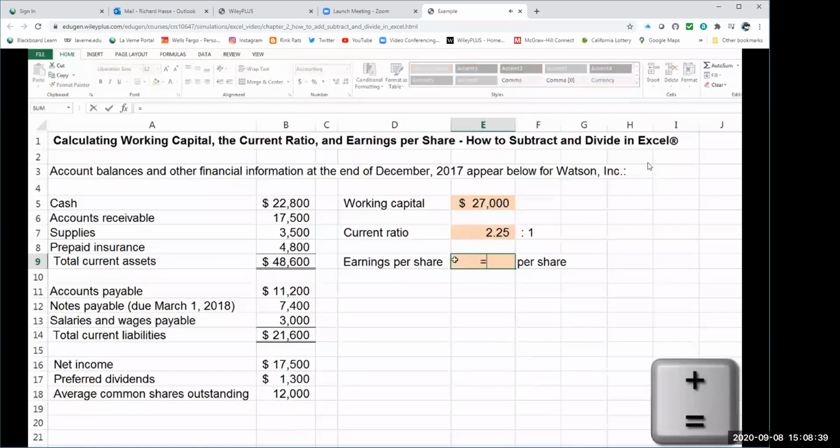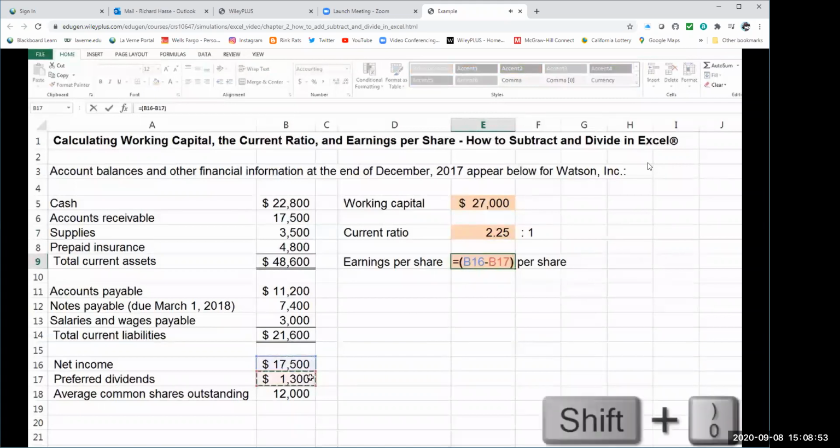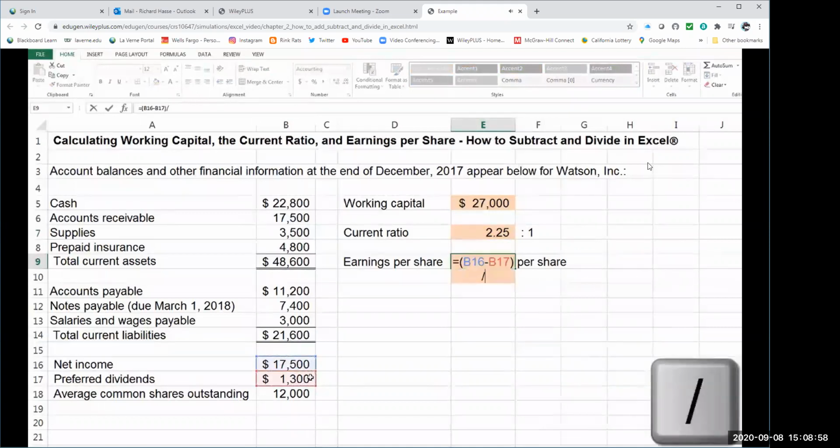Type the equal sign in cell E9. Type a left parenthesis symbol and immediately select cell B16. Type the dash sign and immediately select cell B17 to subtract the preferred dividends from the net income. Type a right parenthesis symbol. Immediately type a / symbol and select cell B18.